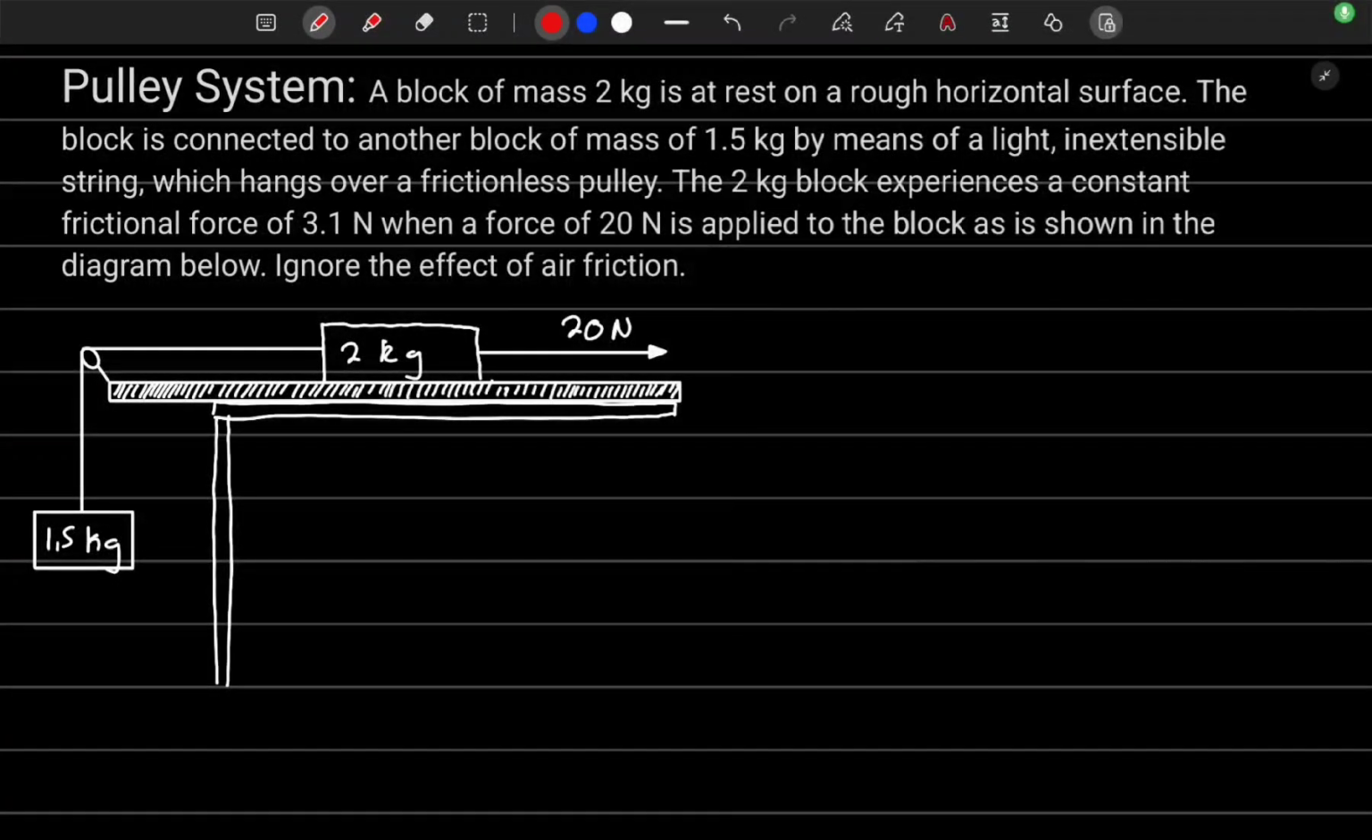Okay, so in this video, we're going to be talking about pulley system problems and how to apply Newton's second law of motion to problems that involve a pulley system. So let's look at this first problem.